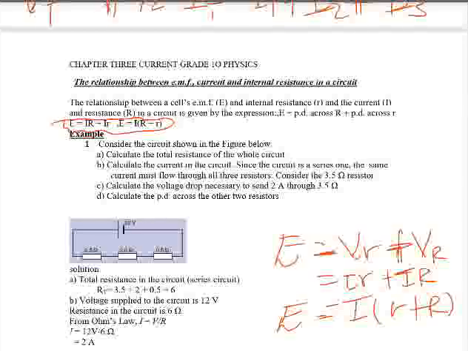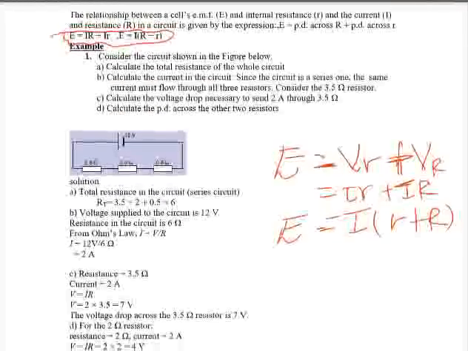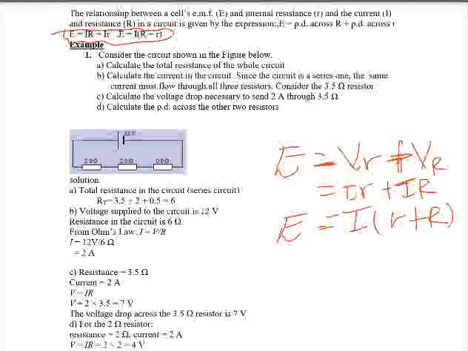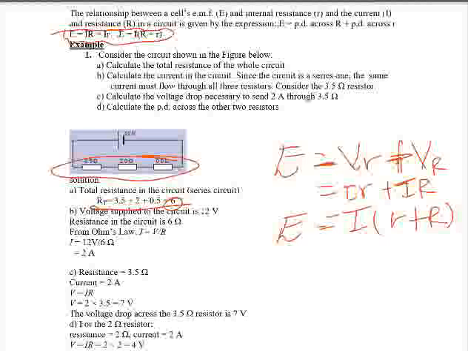Here we have one example. Consider the circuit shown in the figure below and calculate the total resistance of the whole circuit. This circuit is a series combination. Therefore, for series combination of resistors, we take the sum. Our total is 3.5 plus 2 plus 0.5, which becomes 6. Secondly, you are asked to calculate the current in the circuit.